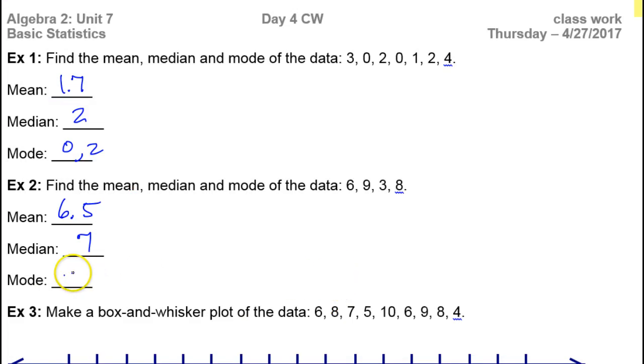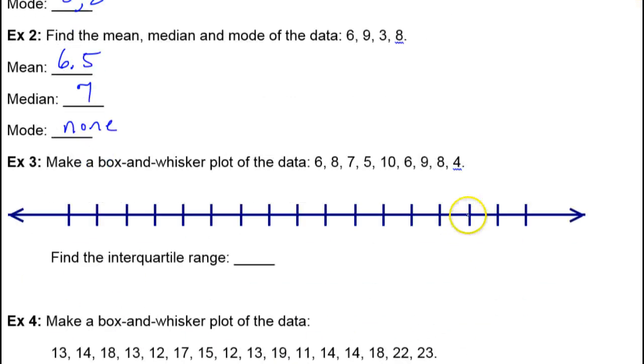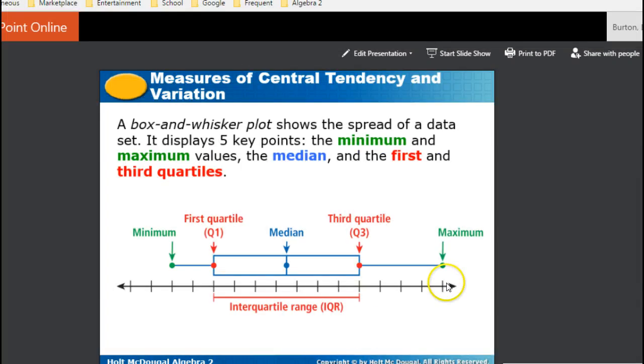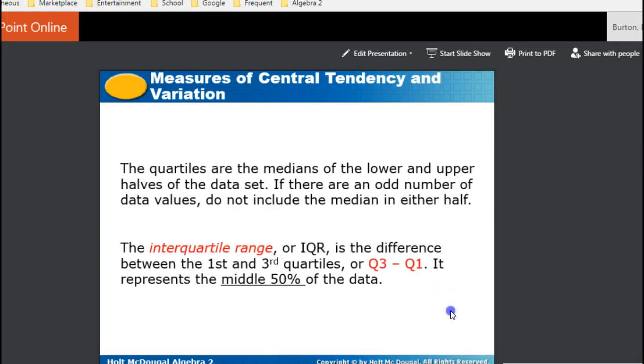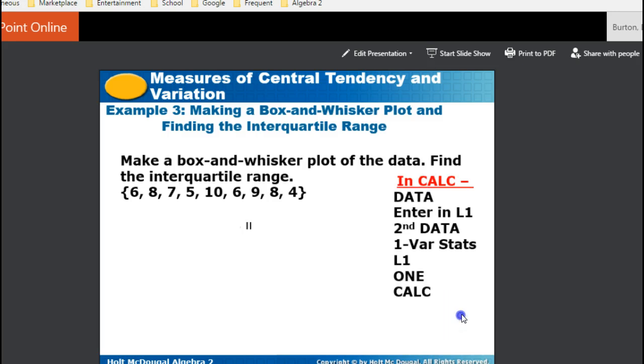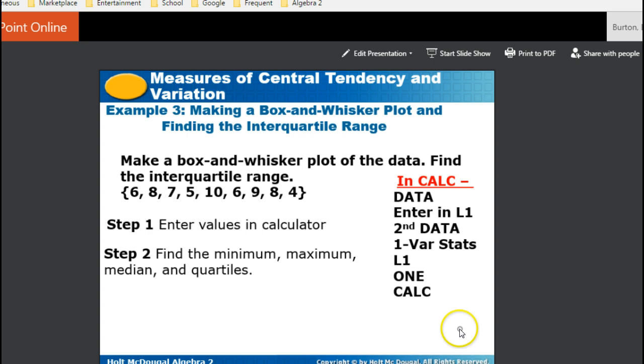So let's make a box and whisker plot for these values here for example 3. It's all about finding our 5 key values. If you were going to do this by hand, you would really want to have your values in order from least to greatest so you can get the median and all that kind of stuff. So we have 3 of our key values right here already: the minimum, the maximum, and our median is 7.